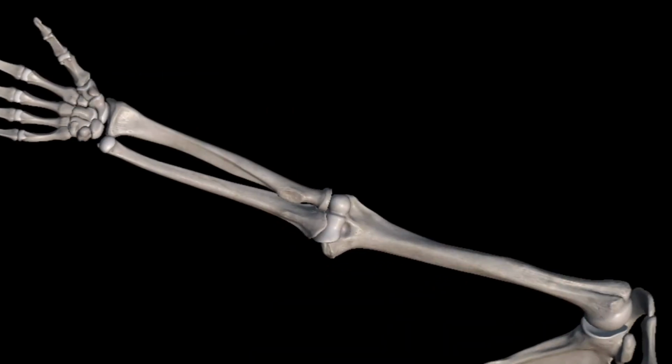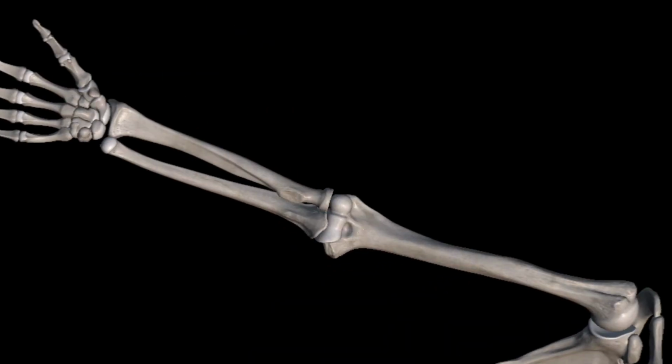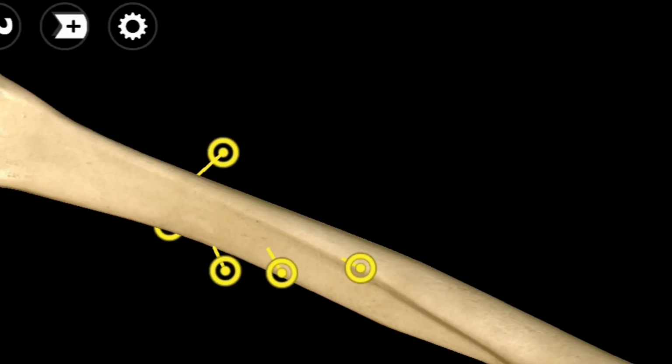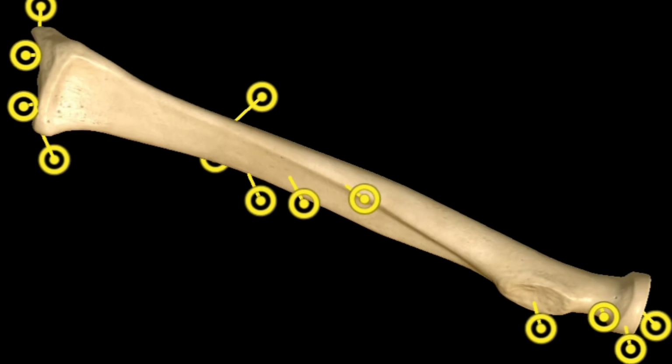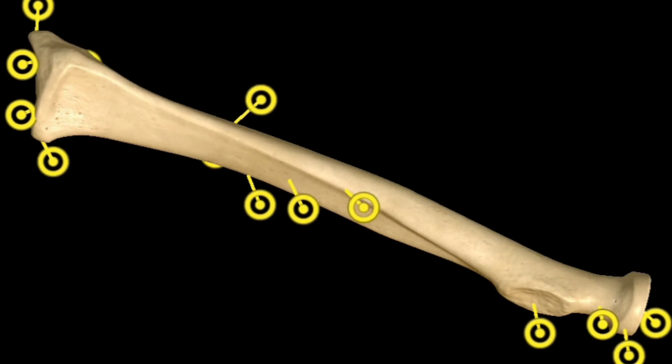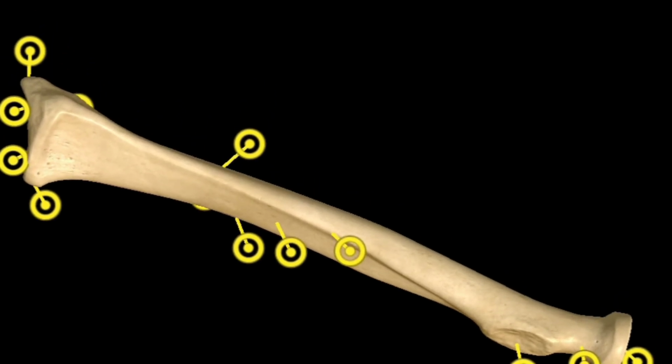This is again anterior. Today we will discuss the radius. Radius is the bone of the forearm. Here is the radius. This is a long bone, which has a shaft, proximal and distal part. We will discuss each and every point on the radius.